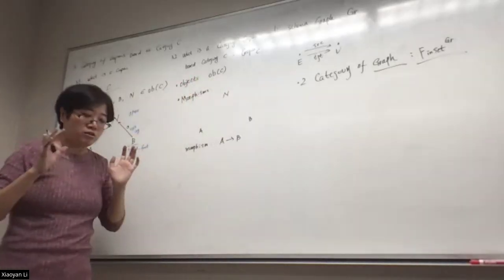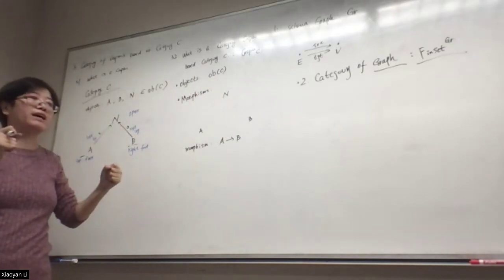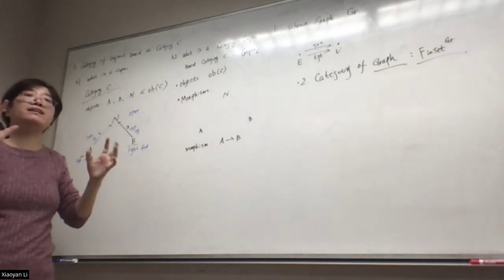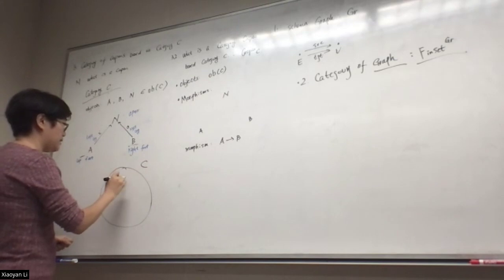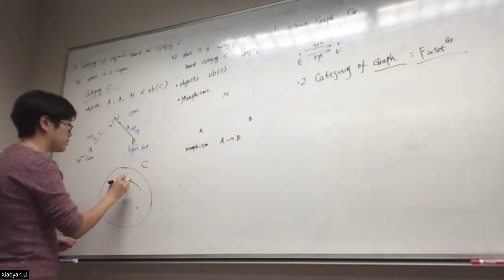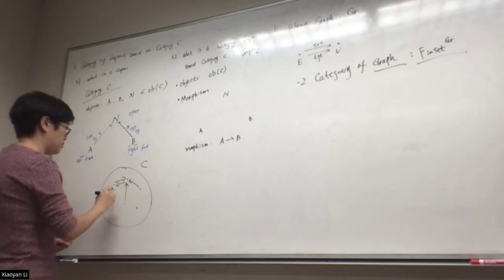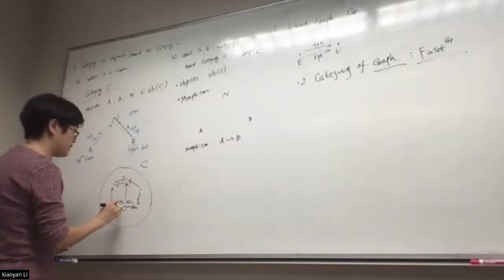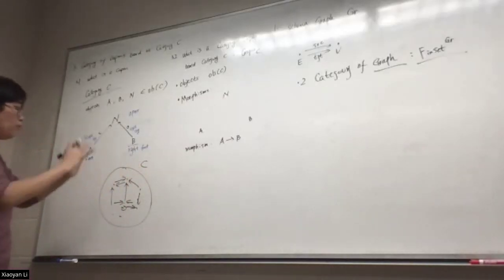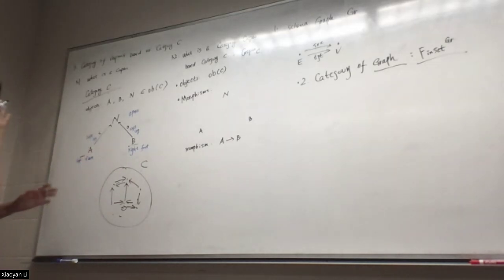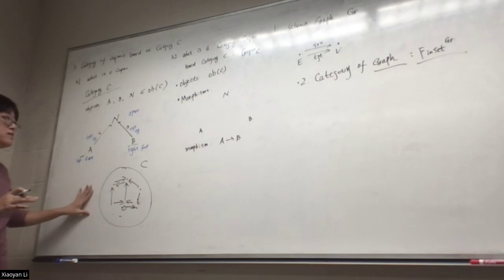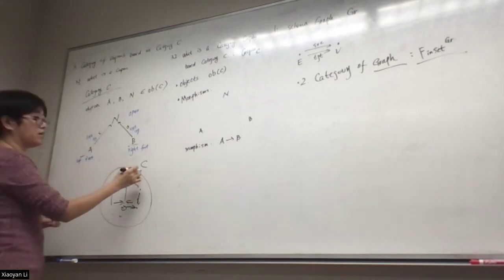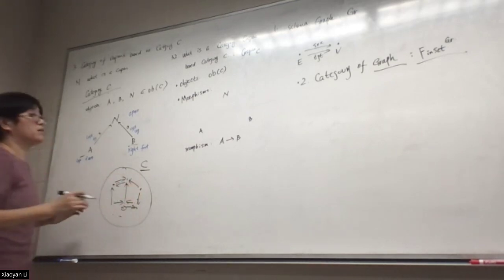The thing is, in your mind, we already have a category C in hand. Category C has several objects and several morphisms, something like this. So this is the category C. Then what we are doing now is we construct a category of cospan C based on the category C. The objects are the same as the objects of C, but the morphism is different.